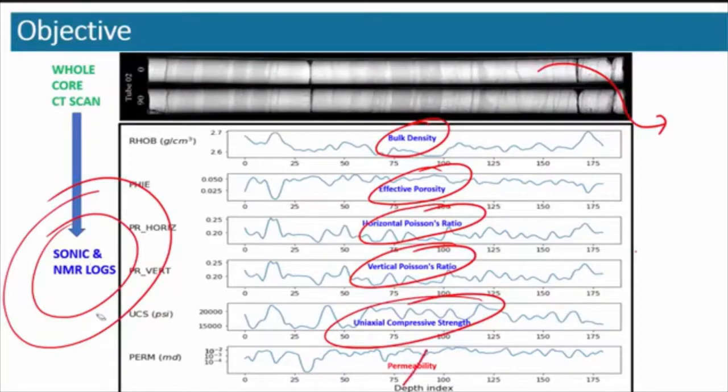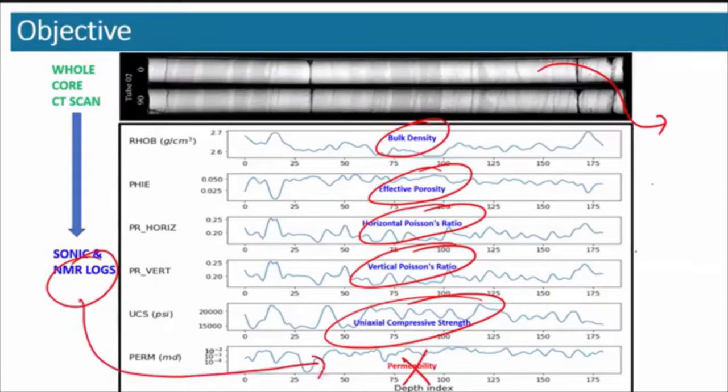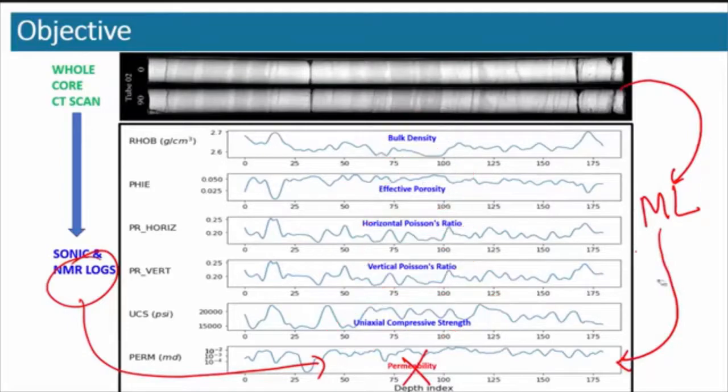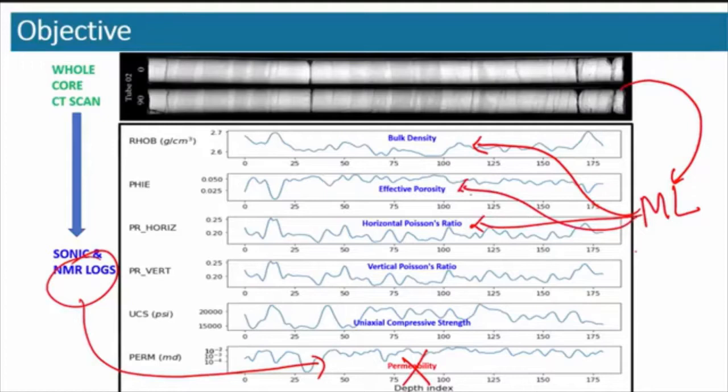For permeability, we had NMR logs. Using the NMR logs, we had permeability. We trained a machine learning algorithm to relate the images to permeability. We did that, but it didn't work that well. What worked the best is an ML algorithm that can take CT scans and generate bulk density, horizontal Poisson's ratio, and effective porosity. So a machine learning algorithm could learn that relationship, but not the relationship with permeability.